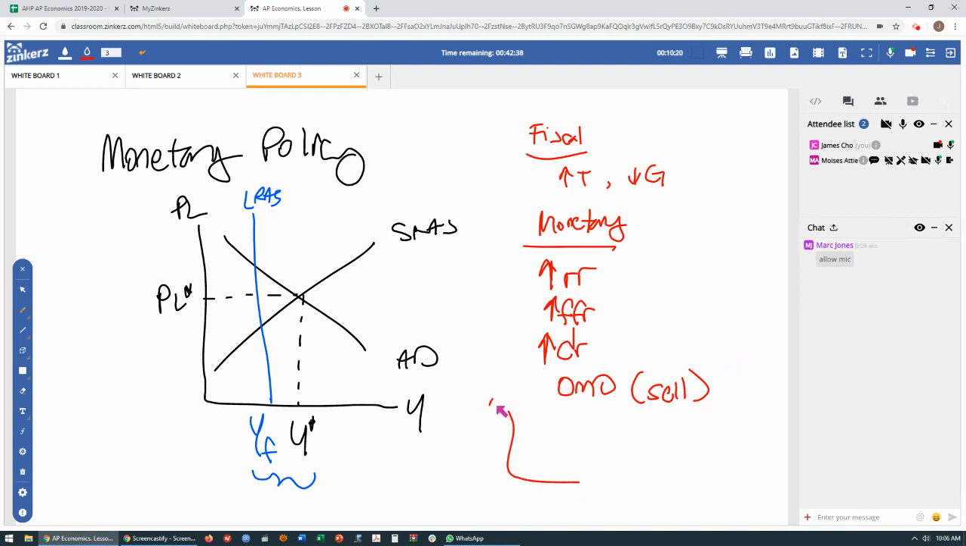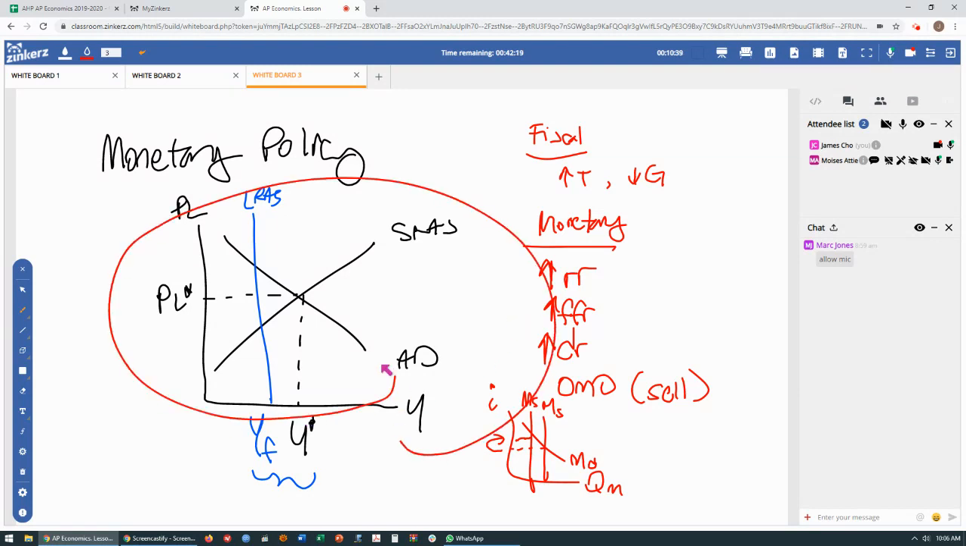In our money market, we have nominal interest rate, quantity of money, money demand, and money supply. If you do one or all of these things, that's going to shrink the money supply. So what's going to happen to my nominal interest rate? It will increase. Now, with a higher nominal interest rate, how does that affect this graph here?